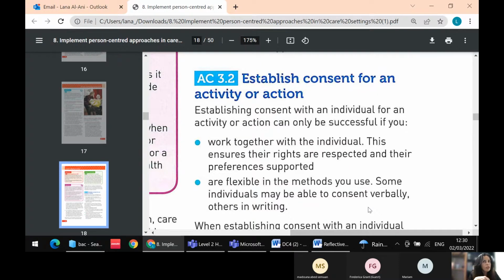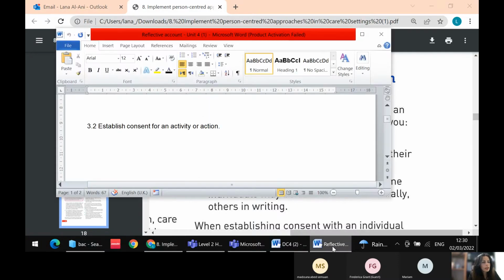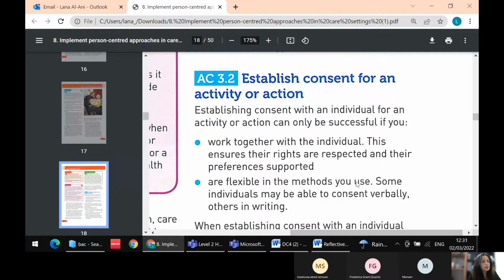You write about yourself, put a real example, and talk about it. Okay. So if you say, yes, exactly. So here it says establish consent for an activity or an action. So you need to give an example. How did you establish a consent? How did you establish this consent, and what did you do? So just say, we can give any example.